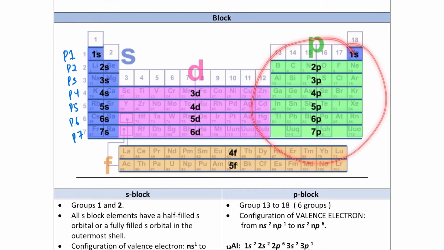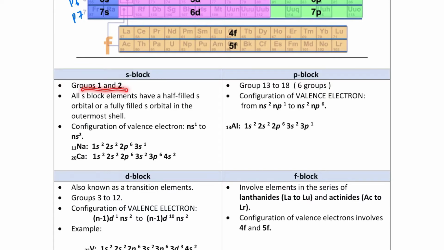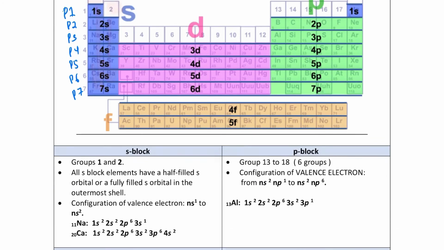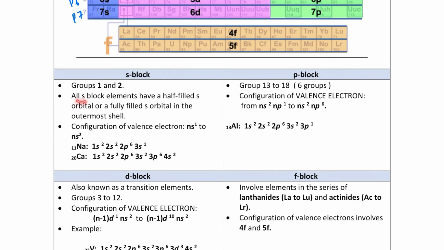Okay, P block that's mean yang inilah. Okay, so now let us look at S block. Group 1 and 2 exist in S block. Okay, so betul lah, sebab sini kamu boleh tengok ini group 1, ini group 2. So S block lah. Okay, alright, and then all S block elements have half filled S orbital or fully filled S orbital in the outermost shell.